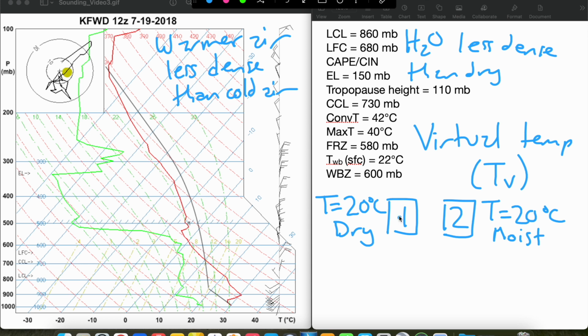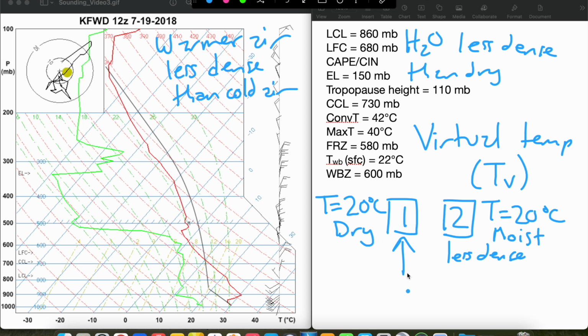So back to our parcels here. Parcel number 1 is our dry parcel. Parcel number 2 is our moist parcel. So parcel number 2 is going to be less dense than parcel number 1. Well, how do we make them the same? Well, we can do one thing, and that's heat up parcel number 1, because we know that warm air is less dense than cold air. So we can heat this up to make the densities match up.